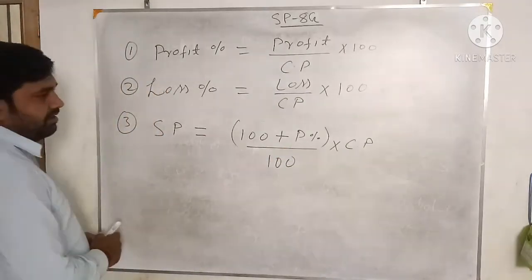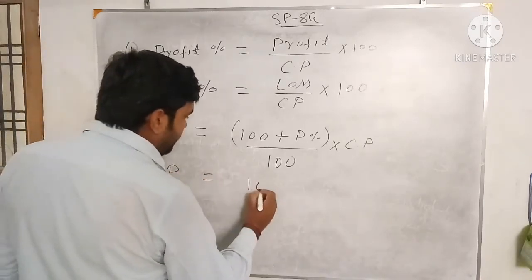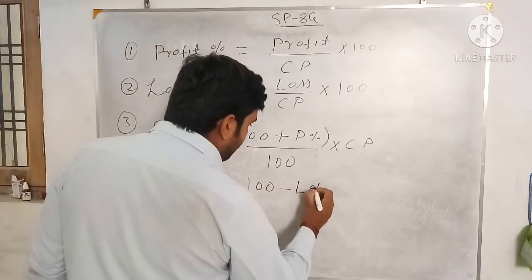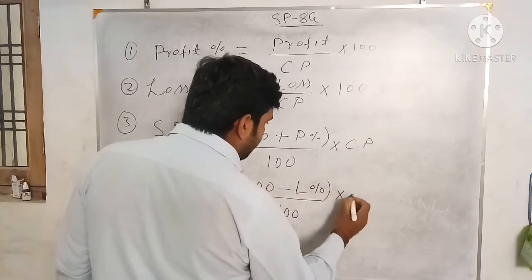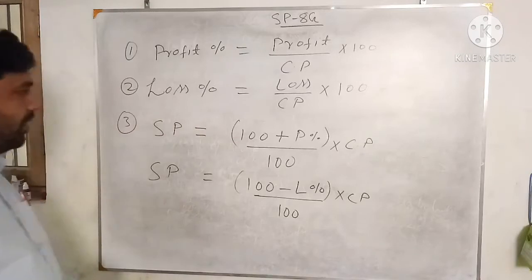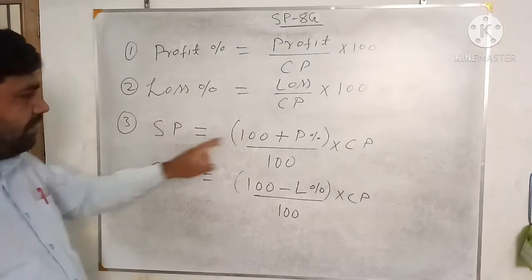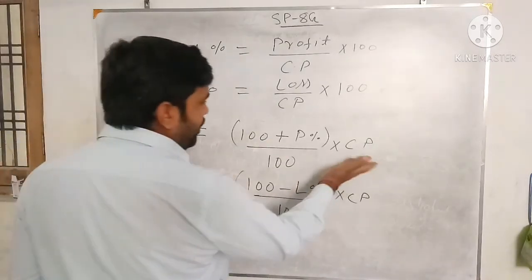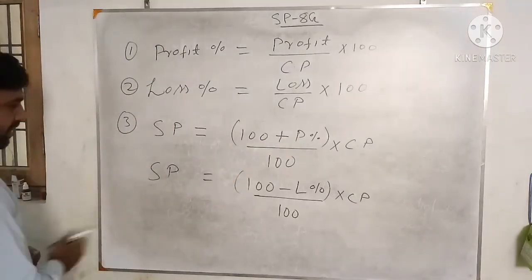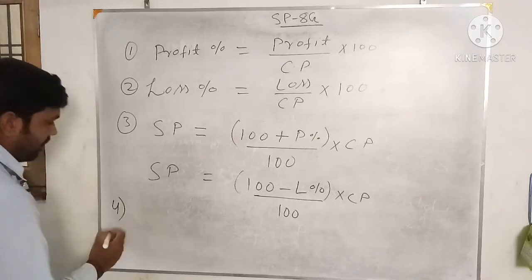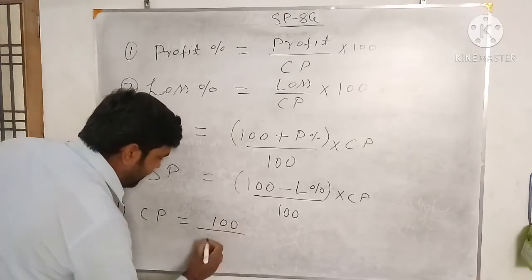If there is loss, then 100 minus loss percent upon 100 into cost price. Now if you also want to calculate the cost price, when the selling price and profit percent are given, keep the cost price alone on one side and transpose this term. So see the next formula for cost price. CP equals 100 upon 100 plus profit percent.